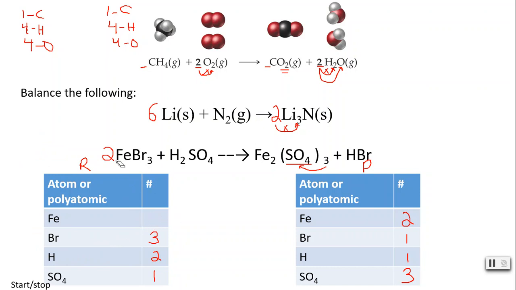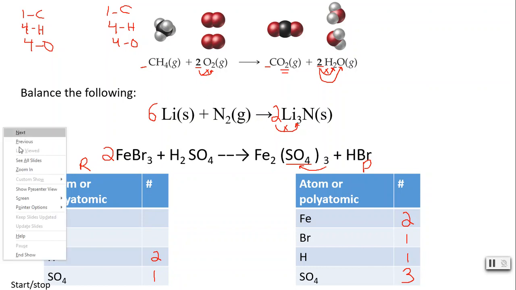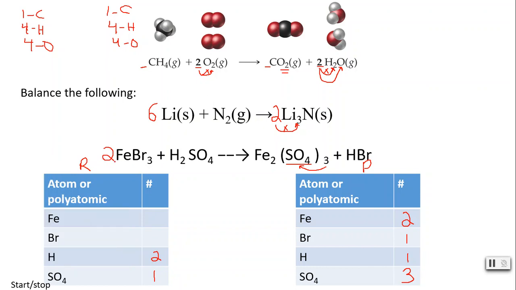When I put that 2 there, I not only change the number of irons that I have, I also change the number of bromines that I have. So that 2, I now have 2 irons, and I also have 2 times 3, or 6, bromines. Okay, so my irons are good. I've got 2 on my reactant side, 2 on my product side, but my bromines, I've got 6 on the reactant side and only 1 on the product side.